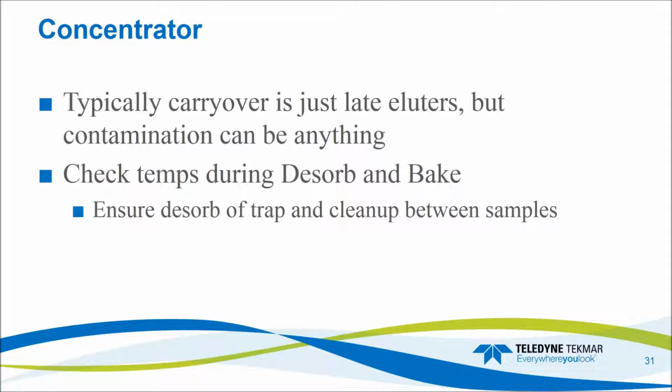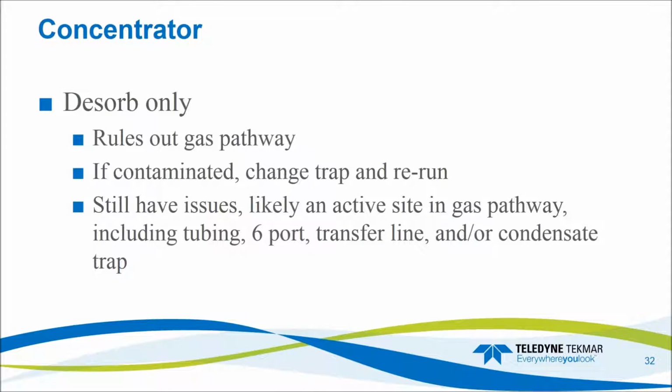And then we also want to pay particular attention to our desorb and our bake temperatures. So make sure that our desorb temperature is high enough to efficiently desorb the trap, and then make sure that we're actually baking it out and cleaning that trap between samples and not leaving anything behind in there. So if we've ruled out those method parameters, now we want to start our troubleshooting steps.